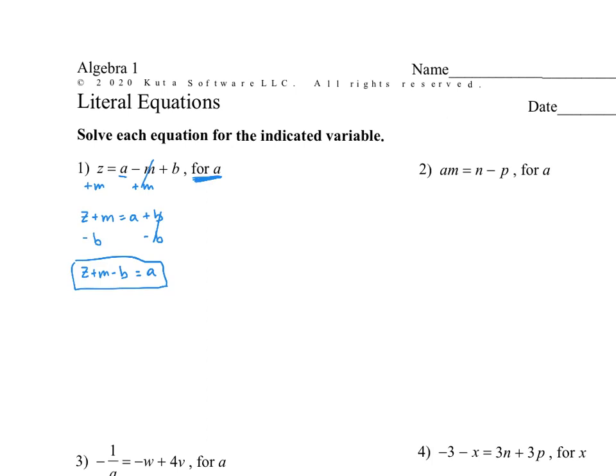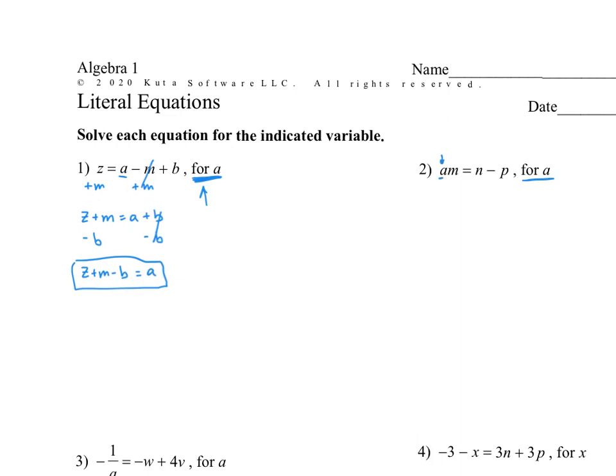There are different situations, and we're going to go over those, but the fundamental principle is that whatever variable you're solving for, you want that variable on one side of the equal sign. So let's go to this next one, number 2. Again, we're solving for a.